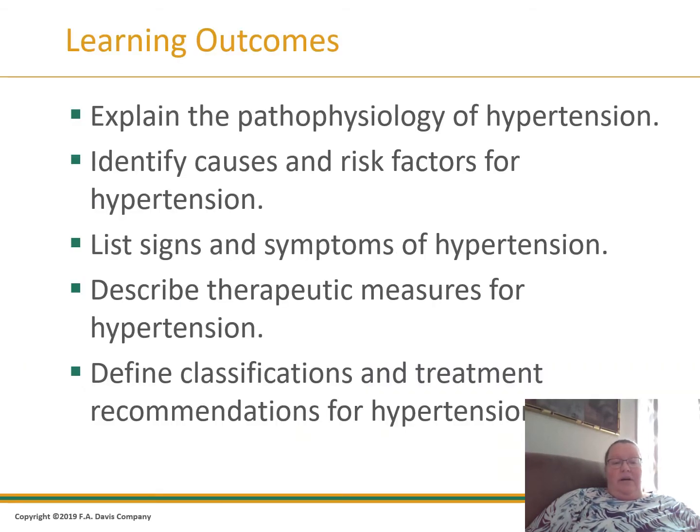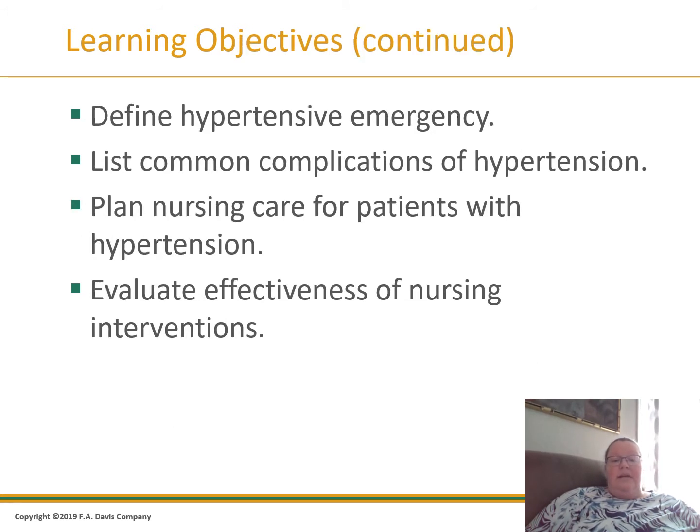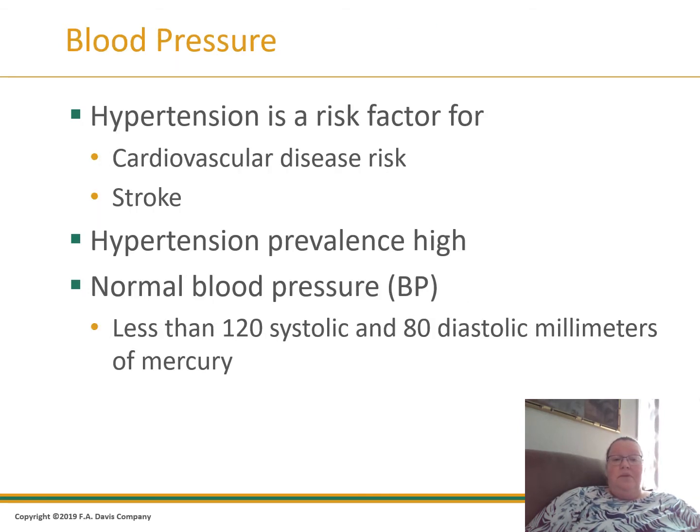All right, our learning outcomes. We want to explain the pathophysiology of hypertension, identify causes and risk factors for hypertension, list signs and symptoms of hypertension, describe therapeutic measures for hypertension, define classifications and treatment recommendations for hypertension. Define hypertensive emergency, list common complications of hypertension, plan nursing care of patients with hypertension, and evaluate the effectiveness of nursing interventions.